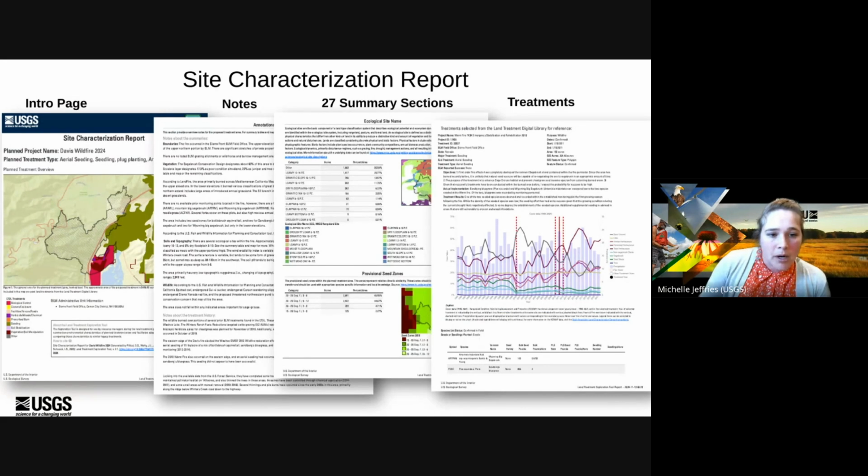And at the end of this report, it's going to include any of those monitoring plots or past treatments that you included for your report.